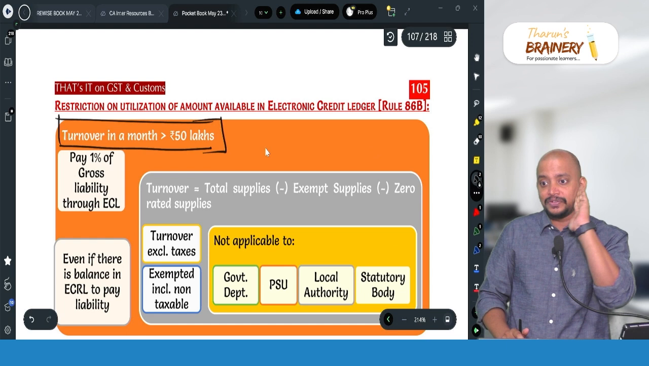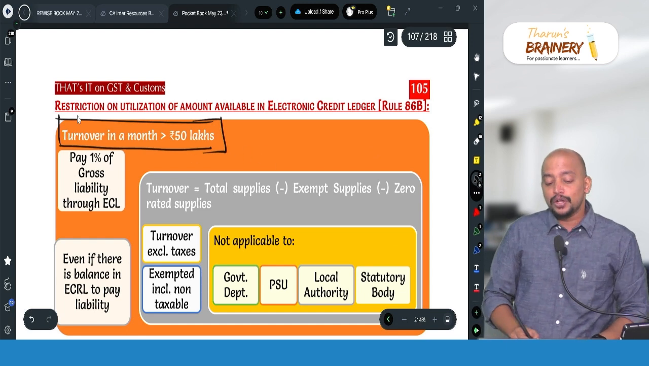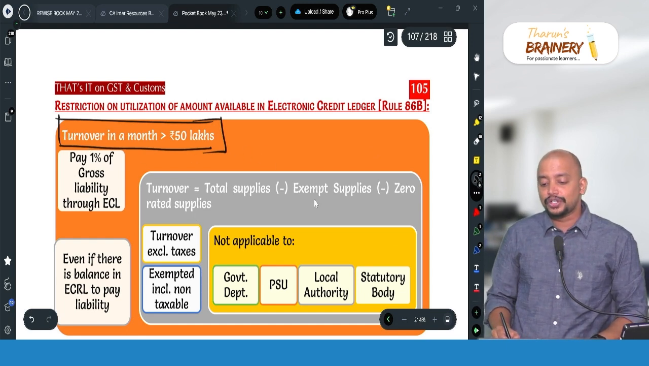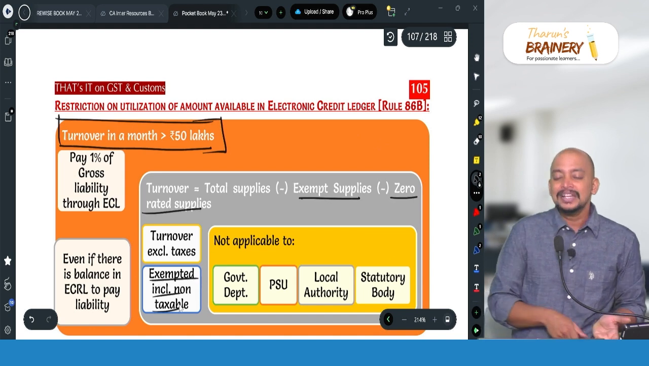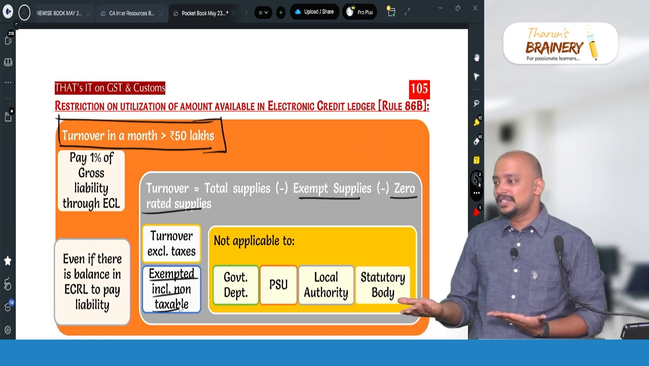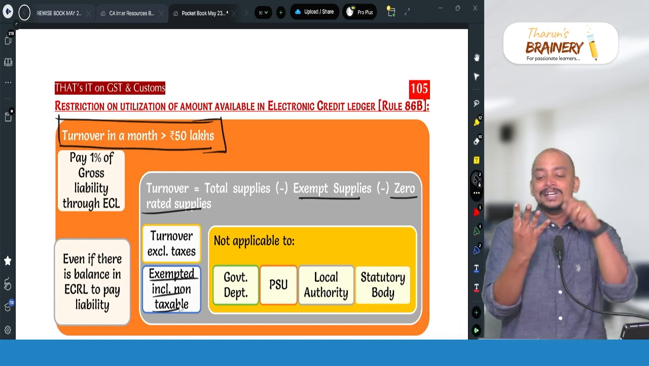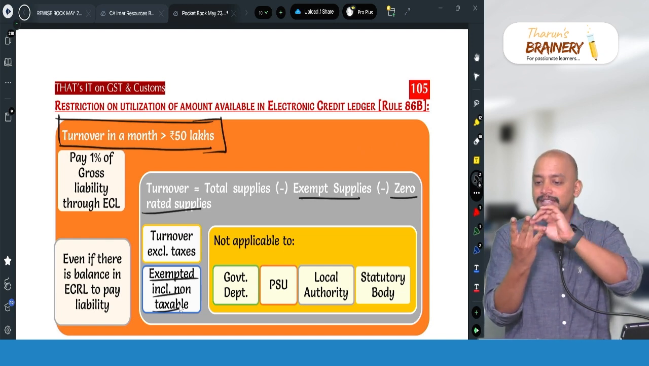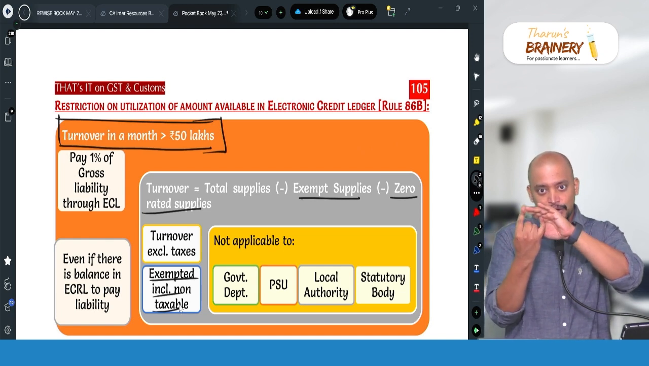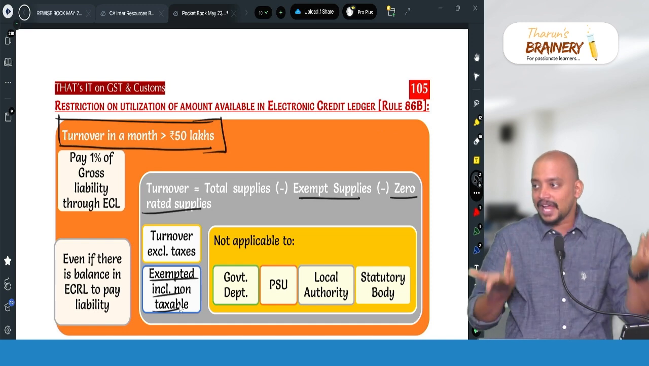That to which turnover? Actually taxable turnover. Because while computing this turnover, we should take out exempted supplies, zero rated supplies, and exempted supplies includes non-taxable supplies. Directly they could have given taxable supplies, because we have only 4 supplies: taxable supply, exempted supply, non-taxable, zero rated. Exempted take out, zero rated take out, non-taxable take out. Then what is left? Taxable supplies.